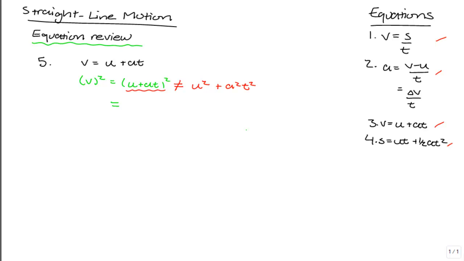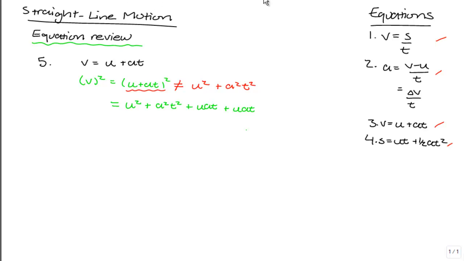What you should have instead is v squared is equal to u squared plus a squared t squared plus uat plus uat. Alright? And this is just in case you don't see how we got this.